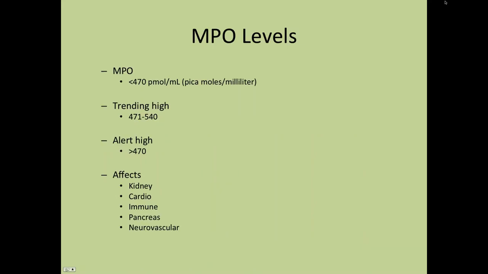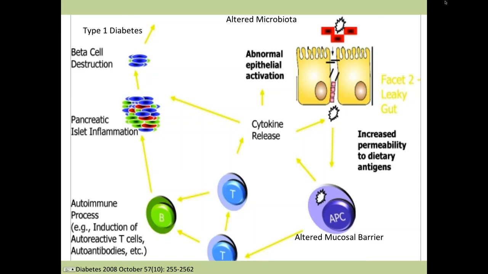And I just put some things down here for MPO for you to look at, what the trending high levels are, what alert high levels are. I guess that is reversed. That should have been alert high at 471 to 540 and trending high at 470. My bad, guys. So please try to remember, if you use these numbers, it's flipped. Don't know how that happened. We account for it in our lab test.